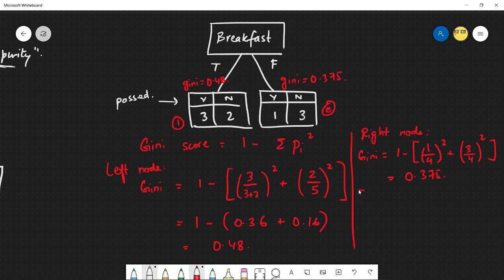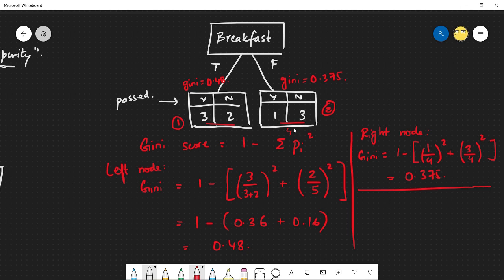Now, once we've done that, we still haven't found the overall Gini score of splitting the data on breakfast. So you might think that we could just find the average of 0.48 plus 0.375 divided by 2, but the problem here is that this Gini score on the left node is for 5 students. These are 5. And on the right node, we have 4 students. So this Gini score is calculated for more students than this one.